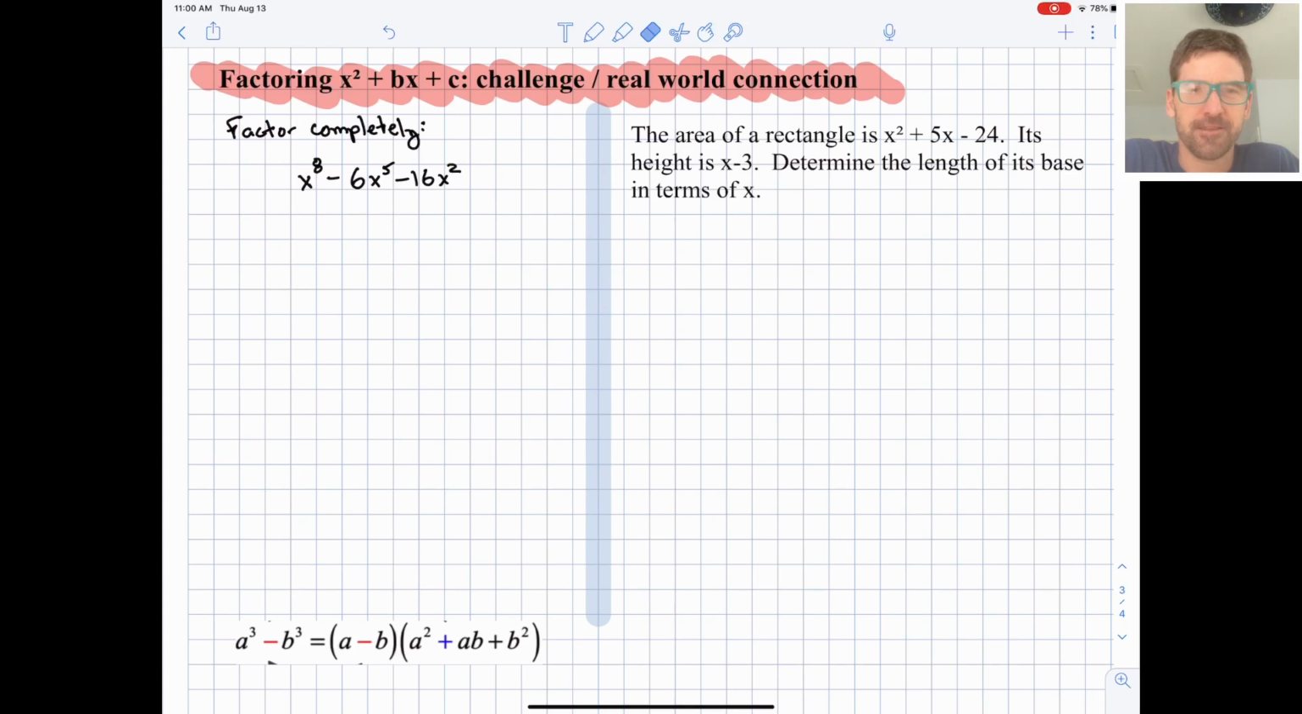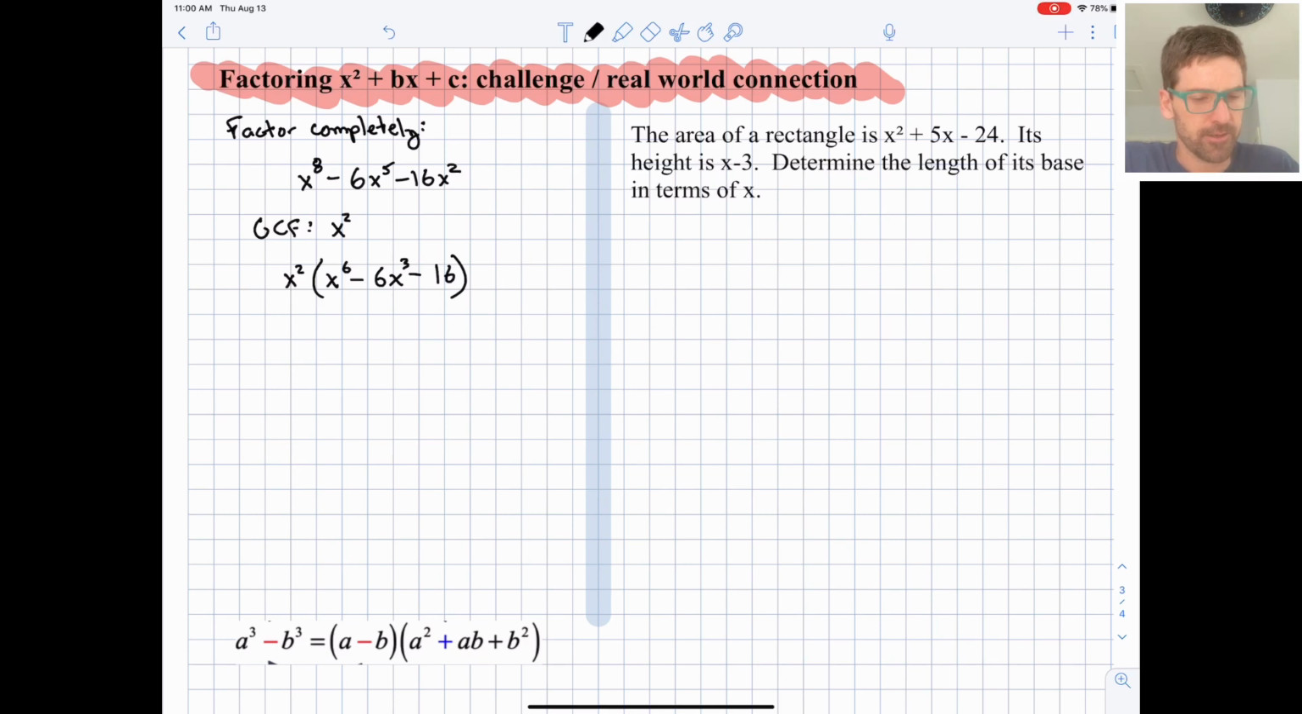Okay, x to the 8th minus 6x to the 5th minus 16x squared, and our task is to factor it completely. So we don't know what the end result might be. We just want it to be factored as much as possible. I can see that there's a GCF that we can work with first, and then we can pull an x squared out front. That's going to turn this into x squared times (x to the 6th minus 6x cubed minus 16).